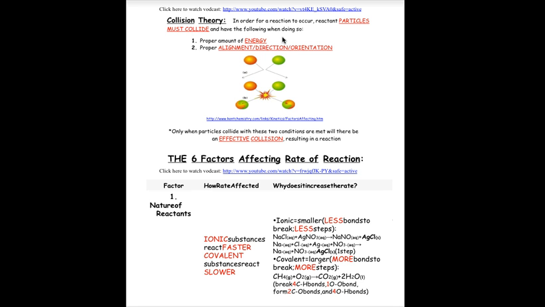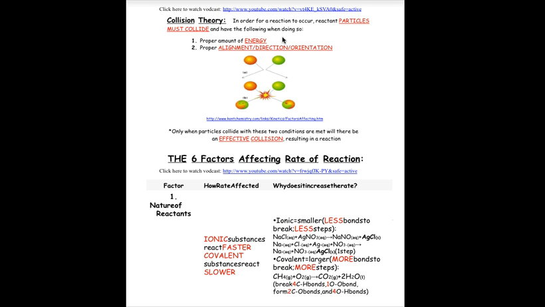There are 6 things, there are 6 factors that can affect the rate of reaction, that can either slow it down or speed it up. The first one, which is probably the most difficult to explain and then, of course, to understand, is the nature of the reactants. Now, what does that mean? Well, this has to do with the type of bonding, for the most part, that your substances have. The 2 main types of bonds that we talked about were ionic bonds and covalent bonds.